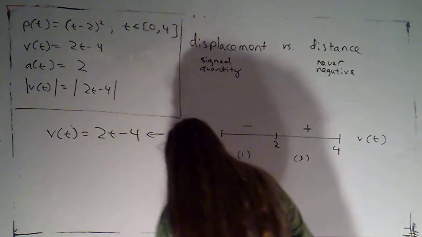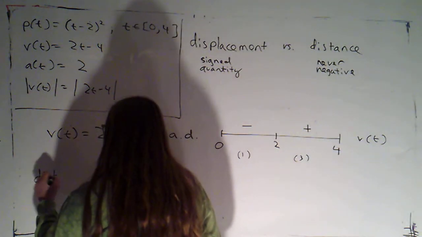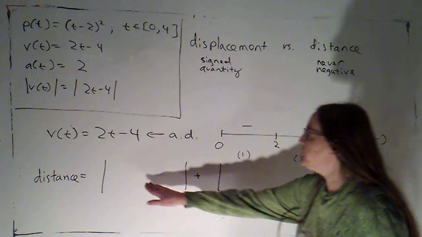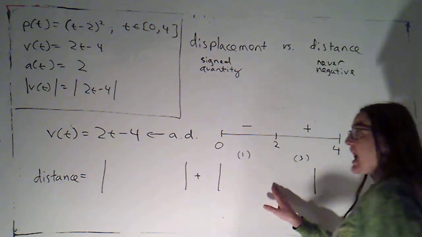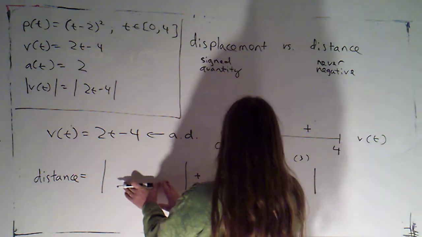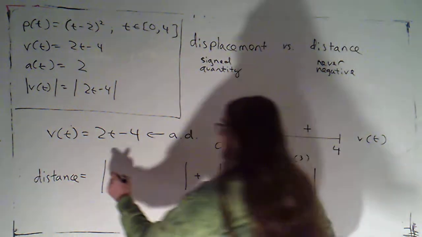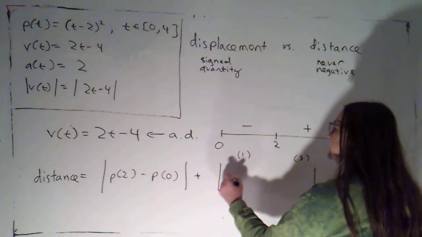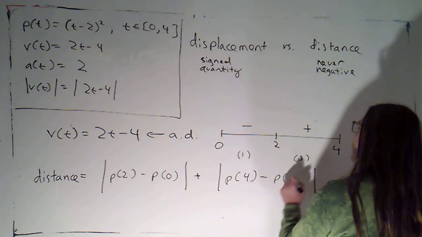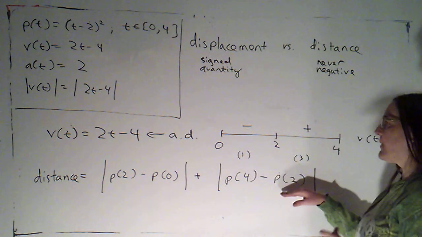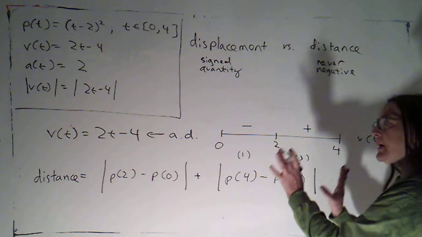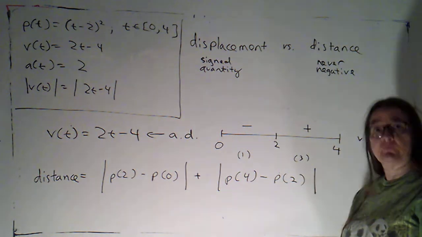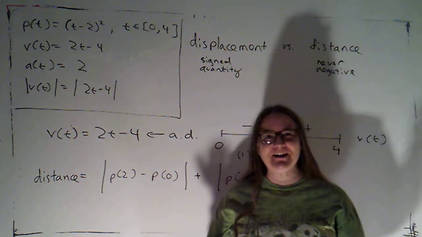I can say that the distance is going to be the sum of 2 absolute values. I'm going to calculate the absolute value of the displacement over the first 2 seconds. So that would be p of 2 minus p of 0. And then I'm going to calculate the absolute value of the displacement over the second time interval. That would be p of 4 minus p of 2. I am not saying here that distance is the absolute value of displacement. That would be a lie, because we just calculated that the displacement was 0.